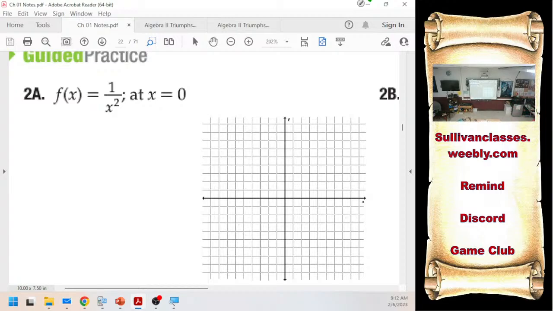The function value, the limit, do they equal each other? What type of discontinuity? That's it. Those 4 things.